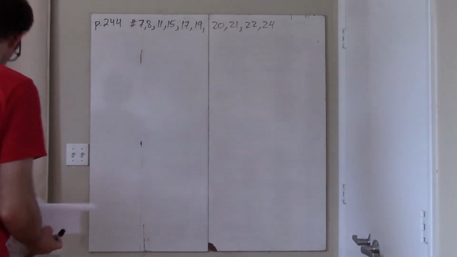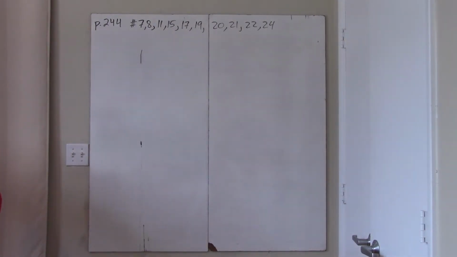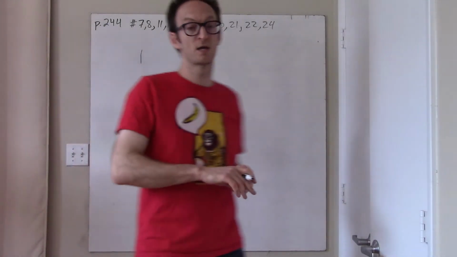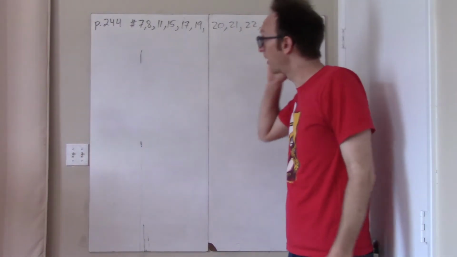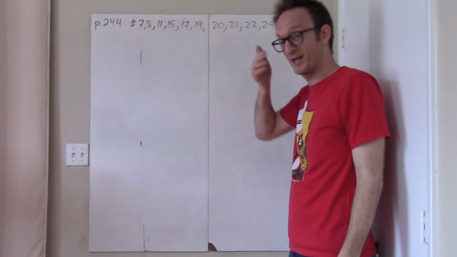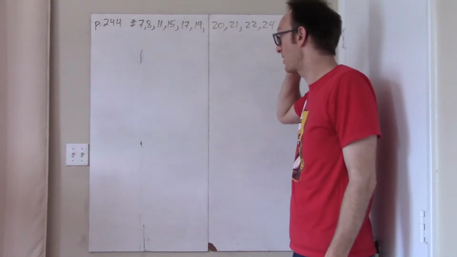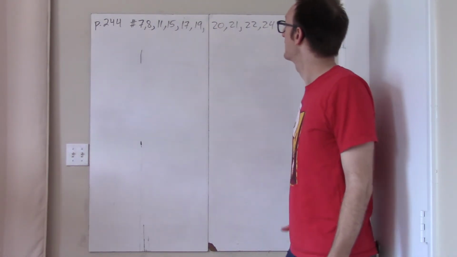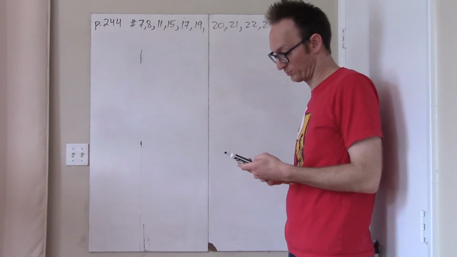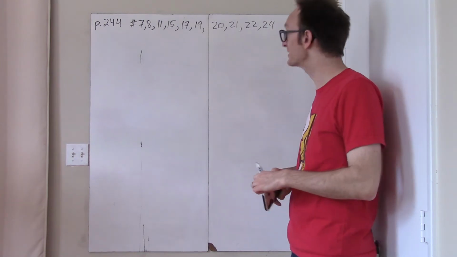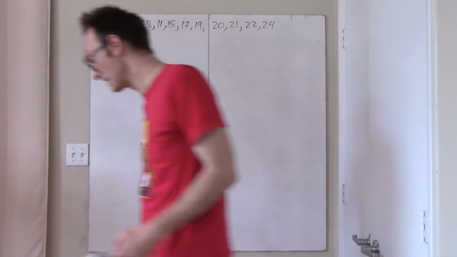There was a homework from page 244. It's the last homework from chapter 5 on the inclusion-exclusion principle, and some of these problems are really hard. Here it is, 7, 8, 11, all the way through 24. Let's go. We're just going to do all these problems right now.